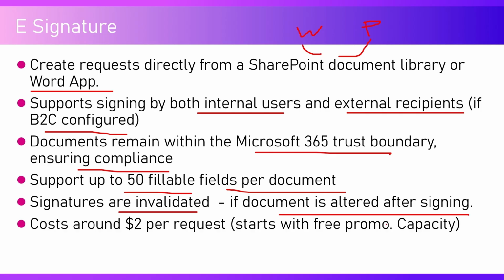So, if the document is completely signed, it goes through all the workflow process, and if you go ahead and update that document, then the signature becomes invalidated. So you need to undergo the process again. Once the document is signed, that's the final copy, and you should not tamper with that document again. It approximately costs around $2 per request, and Microsoft gives you some free promo. They give you some capacity so that you can test your solution without incurring any additional cost.